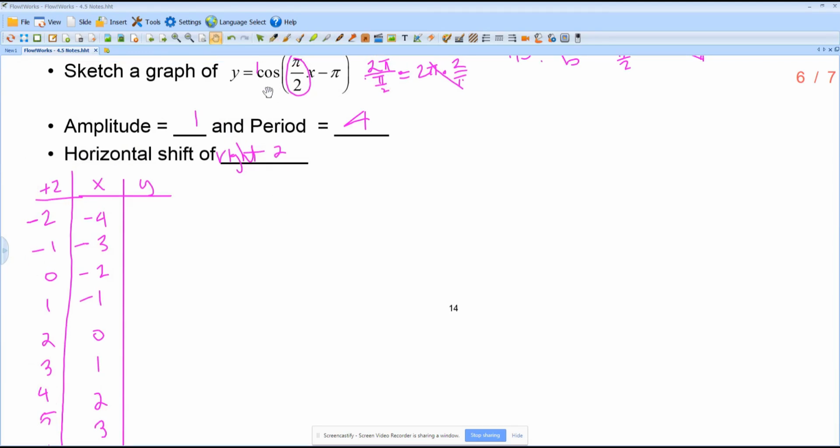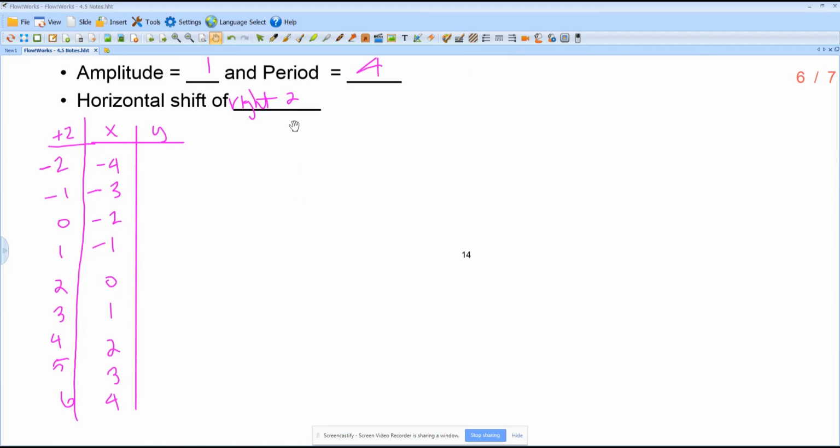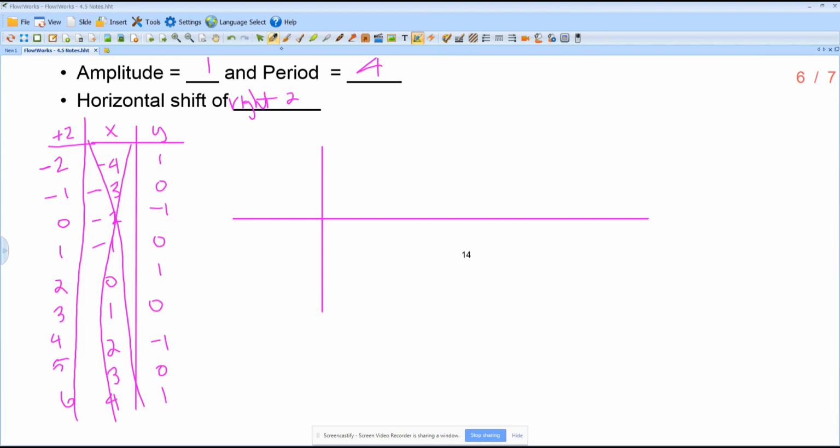This is a cosine function with no changes to the y values and no reflections to the y values. So cosine goes 1, 0, negative 1, 0, 1, 0, negative 1, 0, 1. Done with those x's. And now I can just go straight to the graphing. I'm going to have more on my positive x. I'm going 1 to negative 1. I've got negative 2, negative 1, 0, 1, 2, 3, 4, 5, 6.